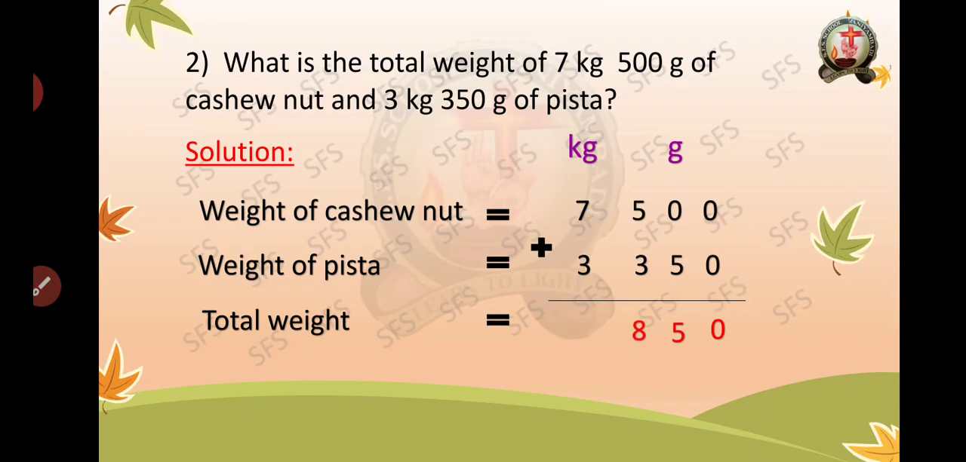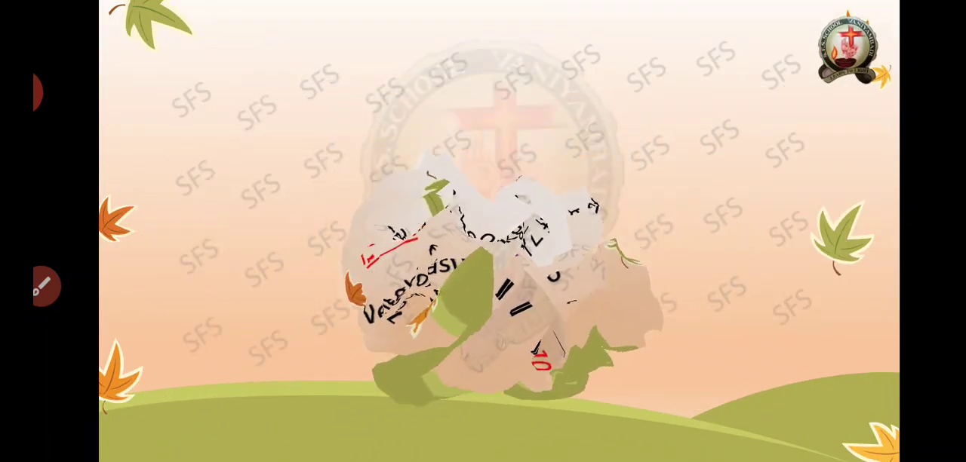So we have completed the gram side. Now we are going to move on to the kg side. Then 7 plus 3. After 7: 8, 9, 10. So 7 plus 3 is 10. Now we have come to the answer. So what is the total weight of cashew nut and pista, children? Yes, it is 10 kg 850 g. This is the total weight of cashew nut and pista.